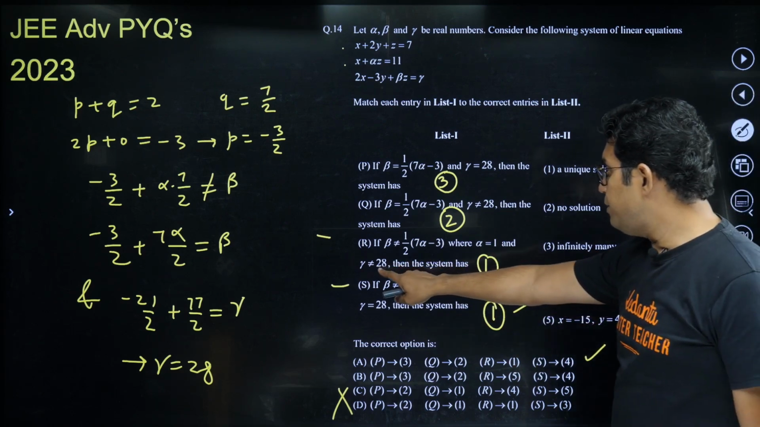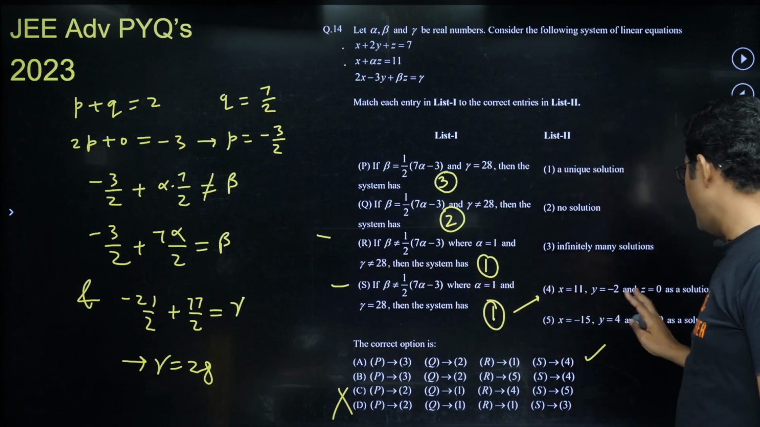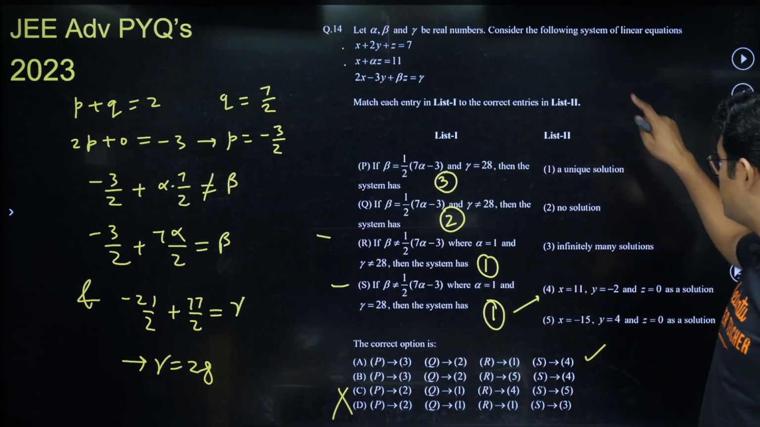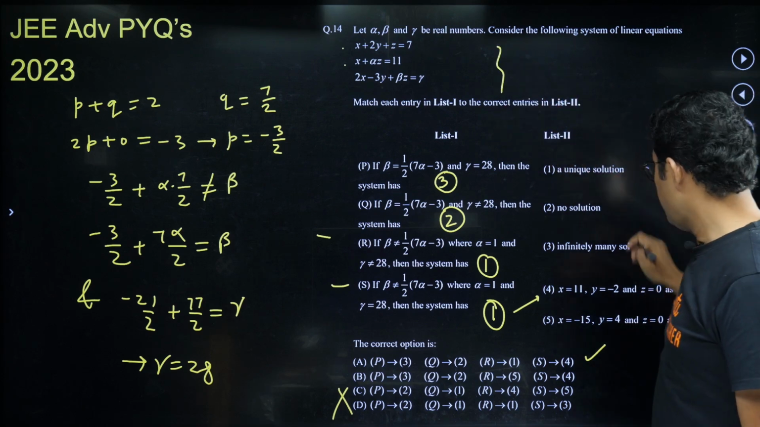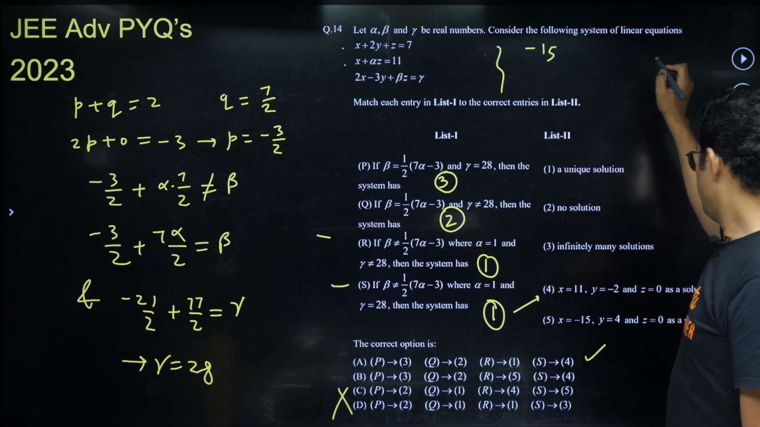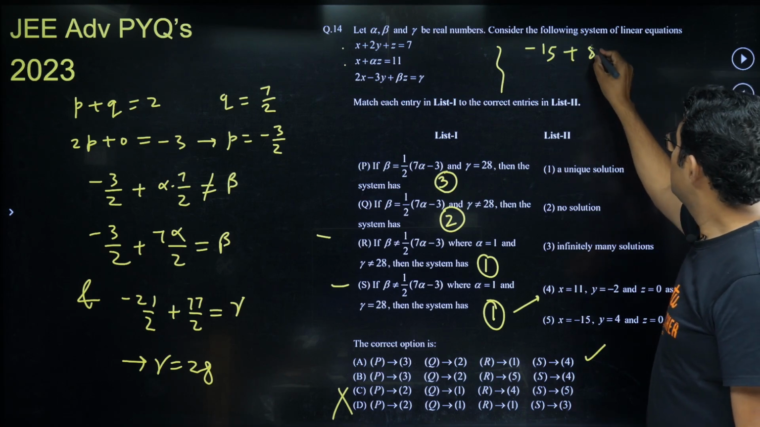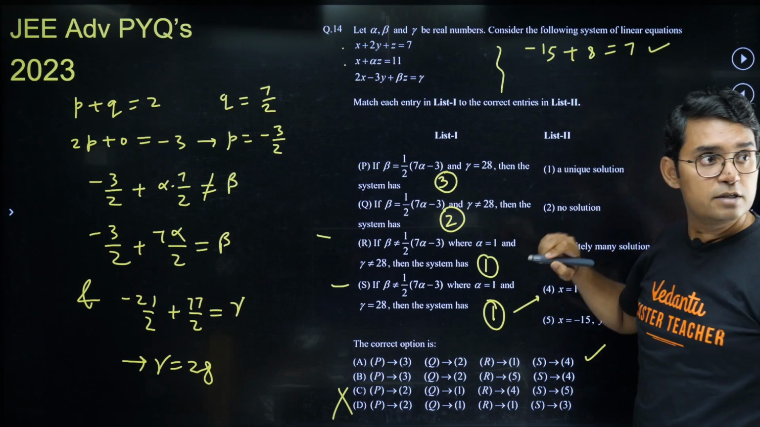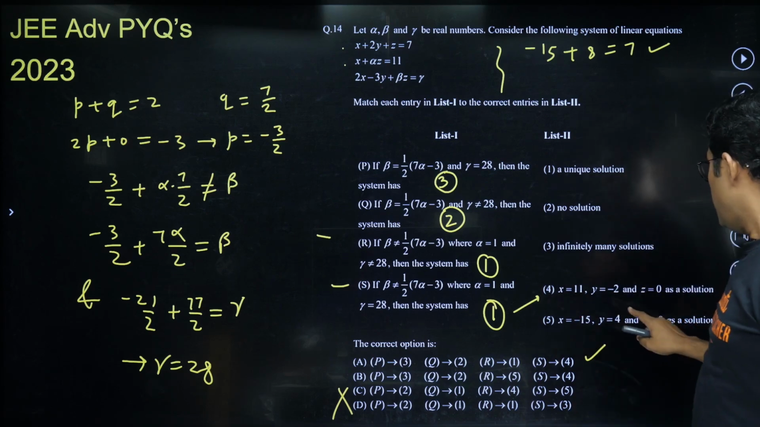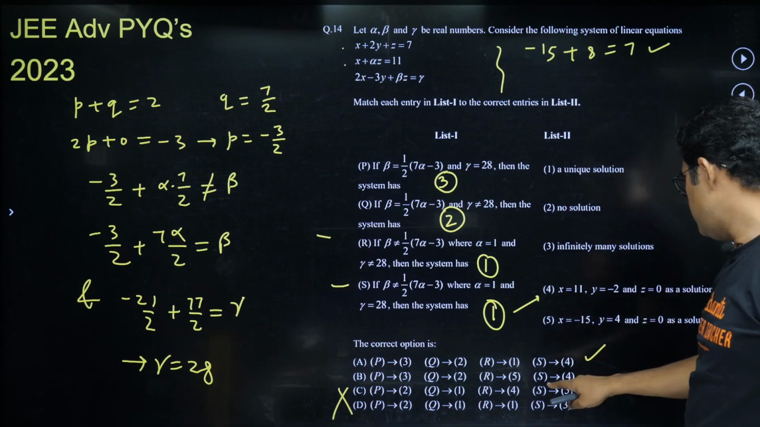We see, if gamma is not equal to 28, and they are saying Z equal to 0, X is equal to this thing as a solution. Let us see what we will be getting here. X is equal to minus 15, so minus 15 plus 8 is equal to 7. I think this is matched. Okay, this is matched.